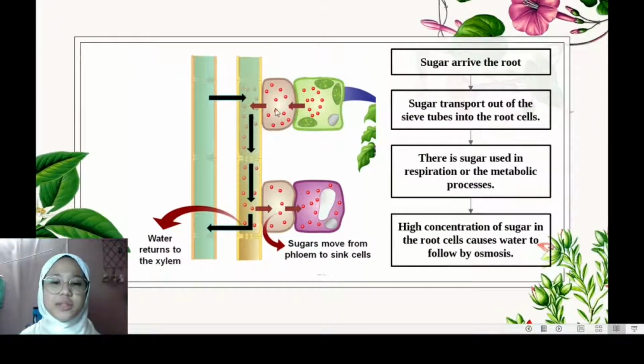Okay, when the sugar arrives at the root, sugar is transported out of the sieve tube into the root cell. There the sugar is used in respiration or other metabolic processes. High concentration of sugar in the root cell causes water to follow by osmosis.